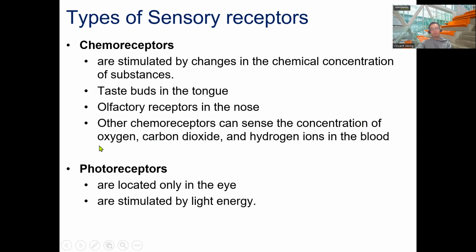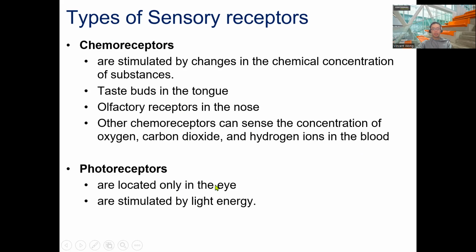Other chemical receptors can detect things like oxygen. I don't know if you remember, but we have a carotid body in our carotid artery for detecting blood oxygen level, and it communicates with the respiratory center in the medulla oblongata for regulating breathing. We detect carbon dioxide in the respiratory center in the medulla oblongata. And we have receptors that detect H+ in the blood for regulating pH, for example. All these are chemoreceptors.